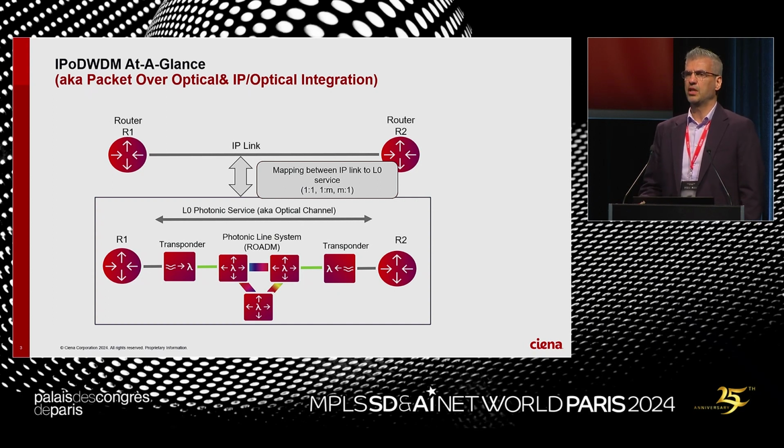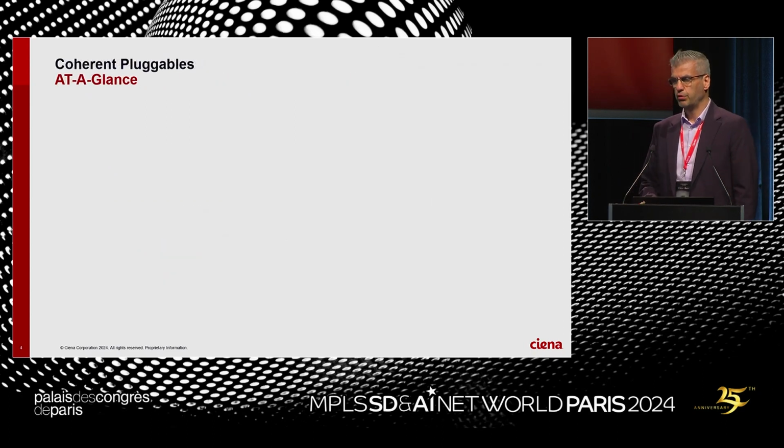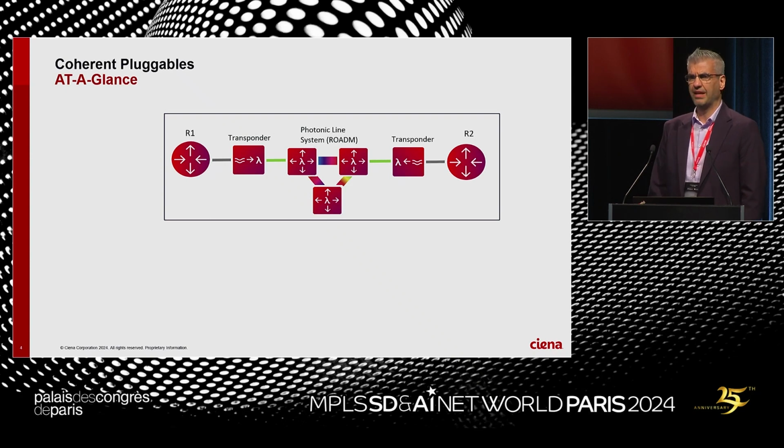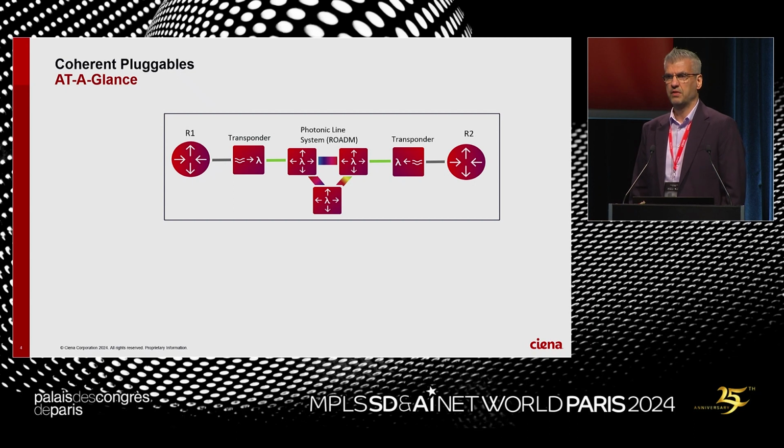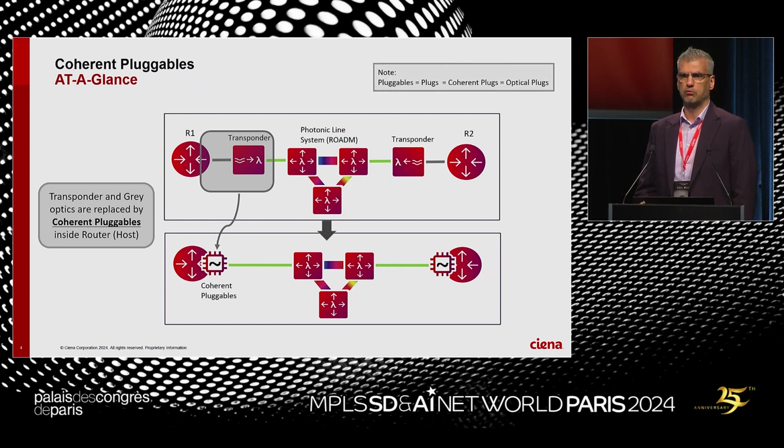So if we extend this concept and go to the same picture, now take the transponder and the gray optics with today's technology, shrink it, and put it inside the router. Now we have a device inside the router, which we call pluggables, coherent pluggables, all these different names for the same concept. The important concept here is, from the IP perspective, the router doesn't understand or know any of this. From the IP connectivity between router 1 and router 2, the concept is exactly the same.